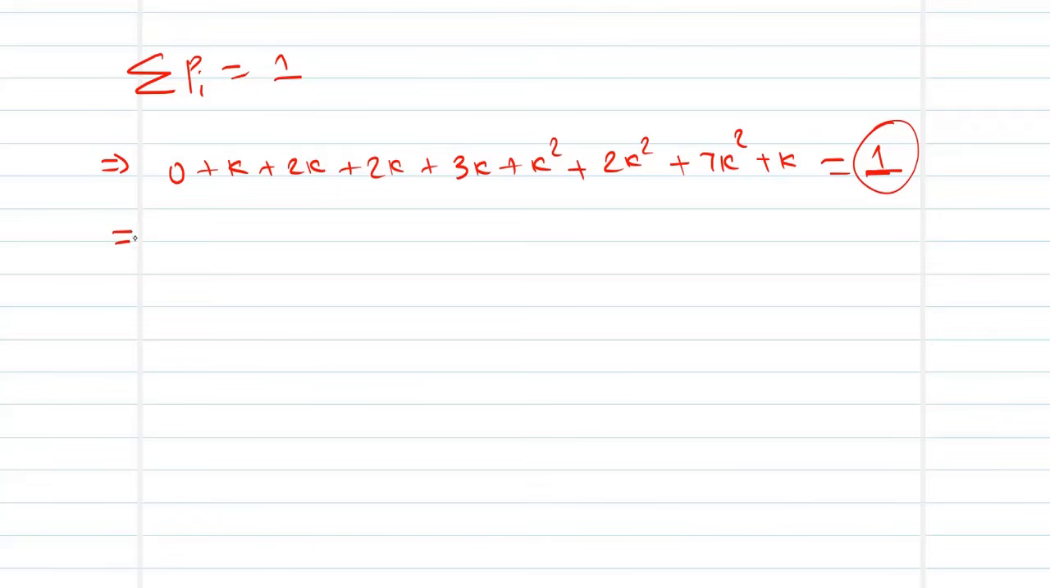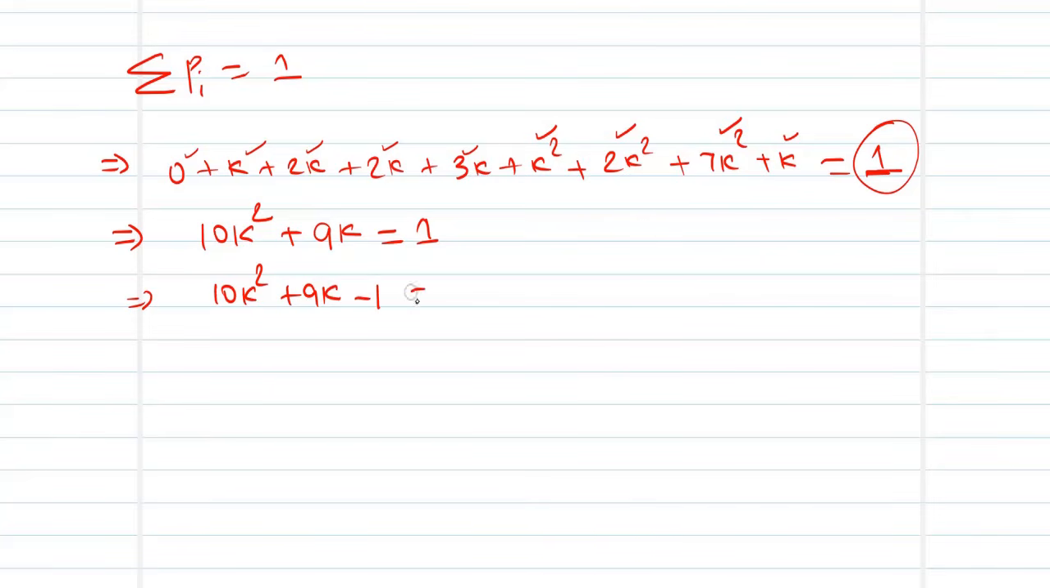So now let us combine all the highest power of K, which is K square. 7, 8, 9, 10. So you will have 10K square. The next in order is going to be K. 1, 2, 3, 4, 5, 6, 7, 8, 9. So you will have 9K. And how about the constant? You have 0, and 0 will be equal to 1. Take it to the opposite side. So you will have 10K square plus 9K minus 1 equal to 0.